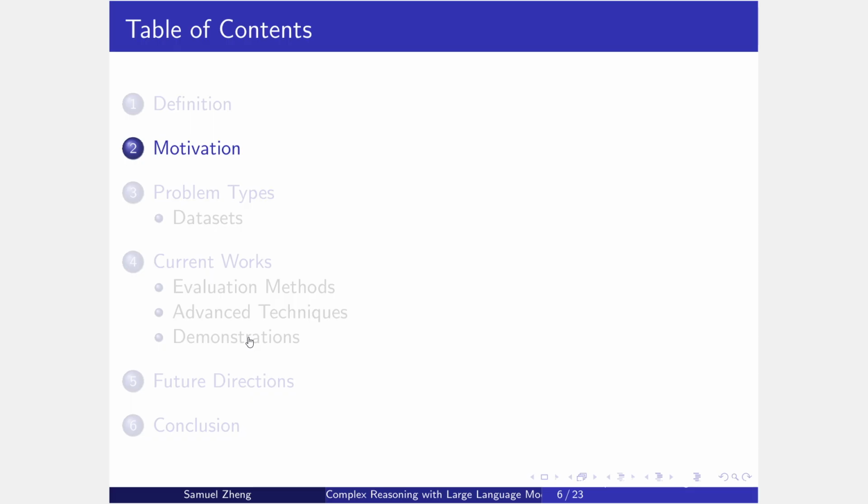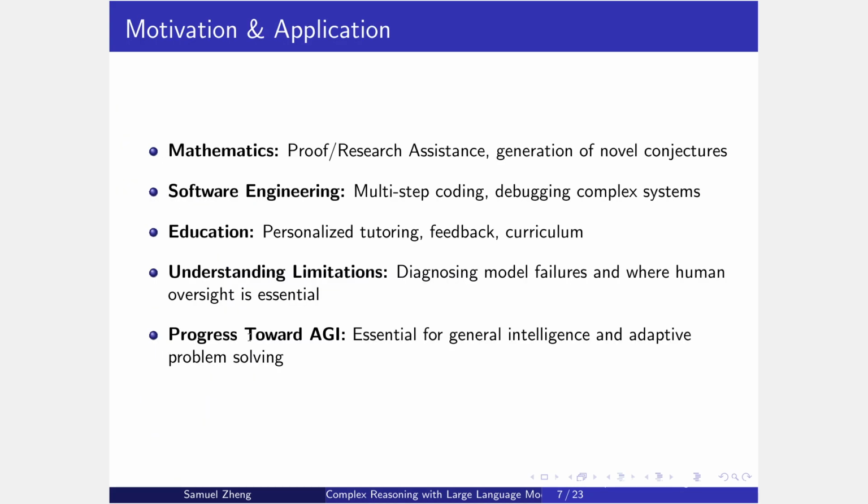So next I'd like to talk about the motivation and application of complex reasoning in large language models. So why does this matter? And why should we care about improving complex reasoning in AI systems? The applications are vast and impactful.